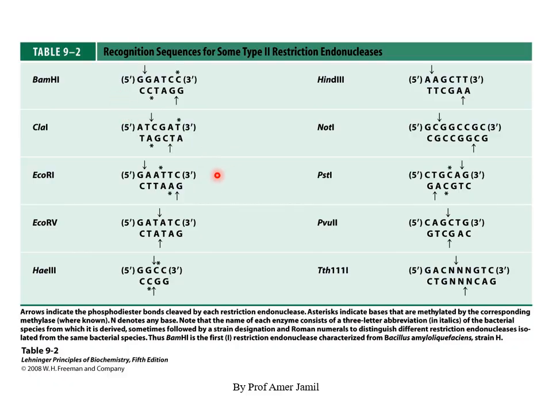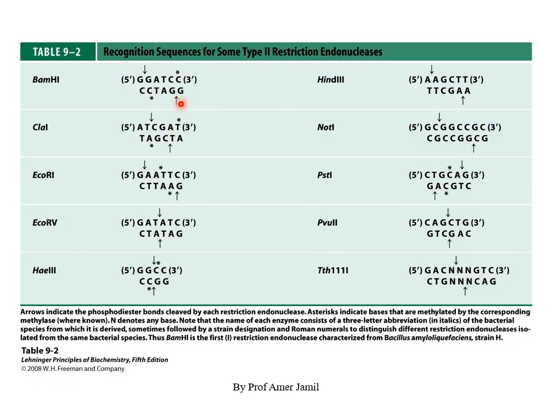Here are examples of a few of the restriction enzymes. This is BamHI and ClaI and so on. And in the restriction site, this arrow shows from where the enzyme cuts. So this is the sequence which is recognized by these restriction enzymes, and this is the place where it will cut.